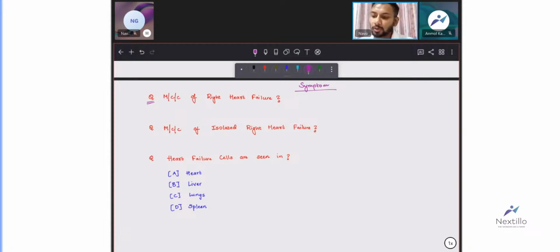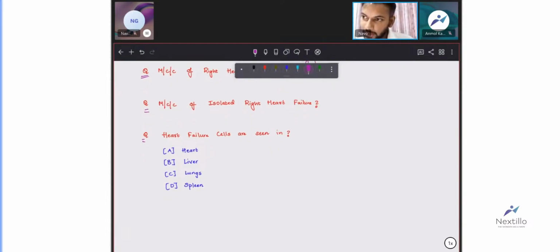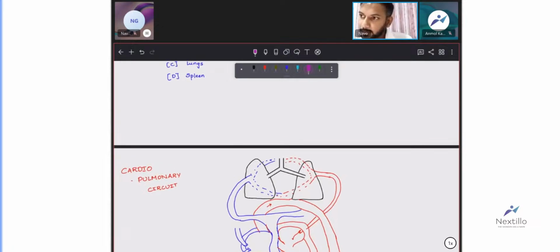What is the most common cause of right heart failure? If you know it, do comment it. The second question: what is the most common cause of isolated right heart failure? And the third question is, heart failure cells are seen in which organ? Is it in heart, liver, lungs, or spleen? If you guys don't know it, no worries. We will see this and you will be able to understand.